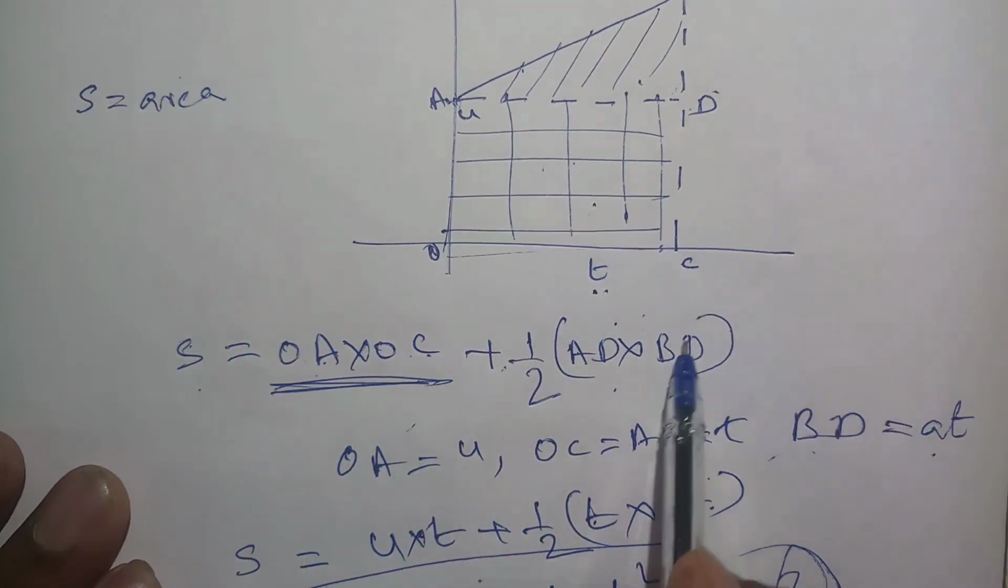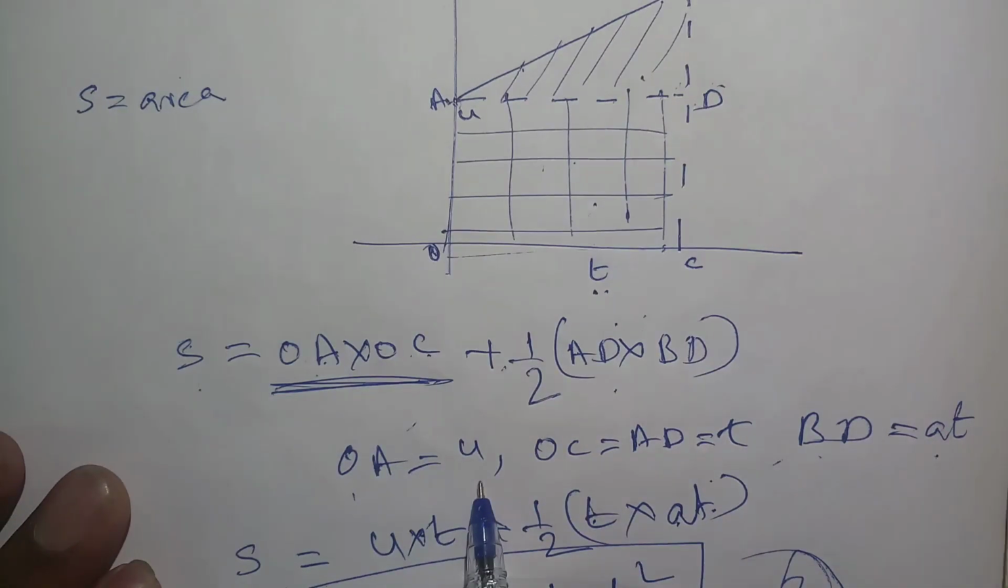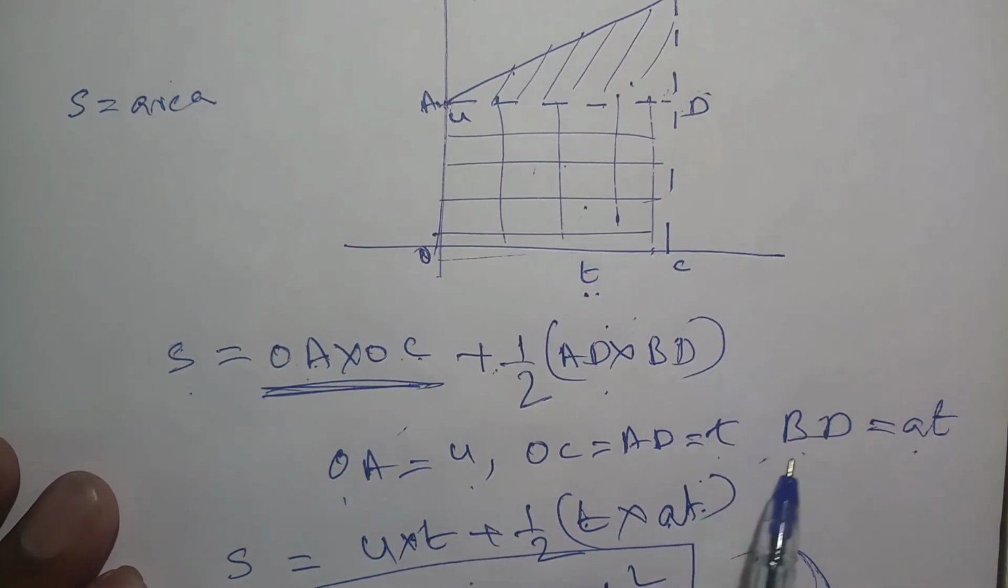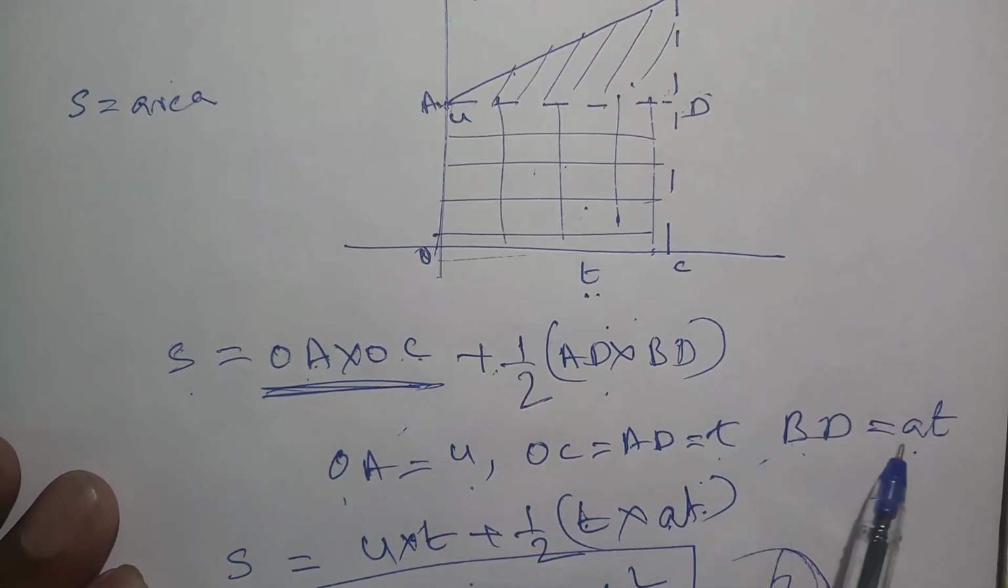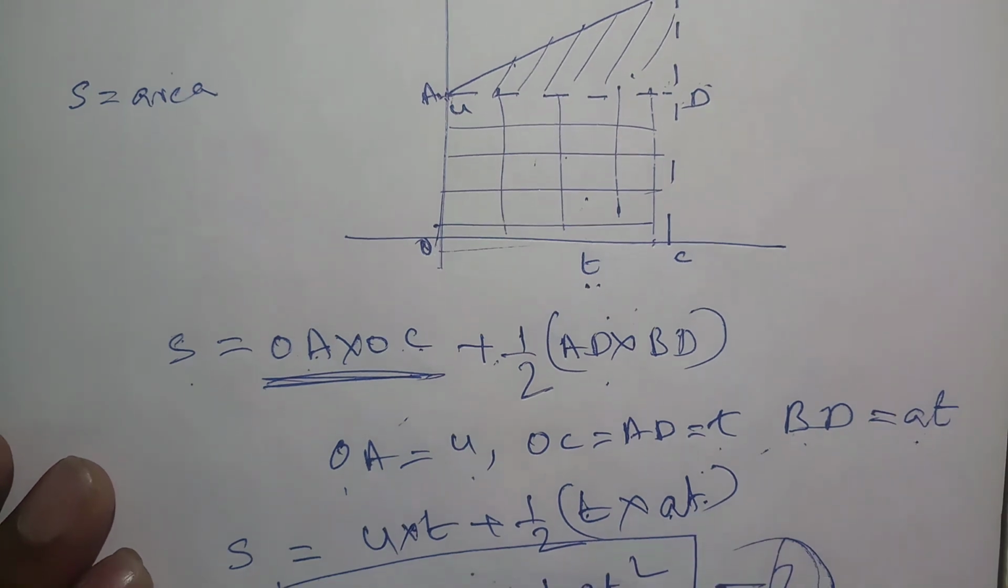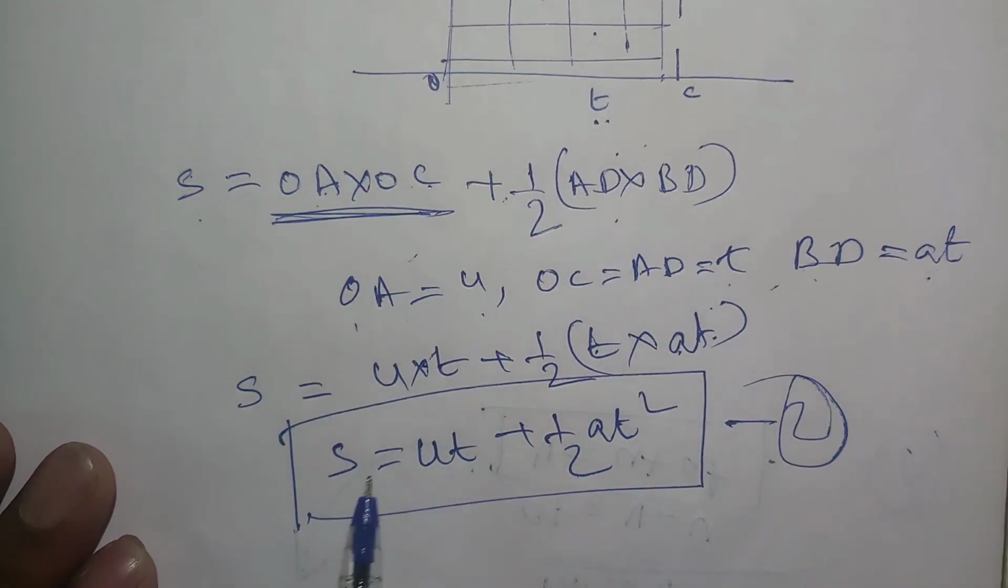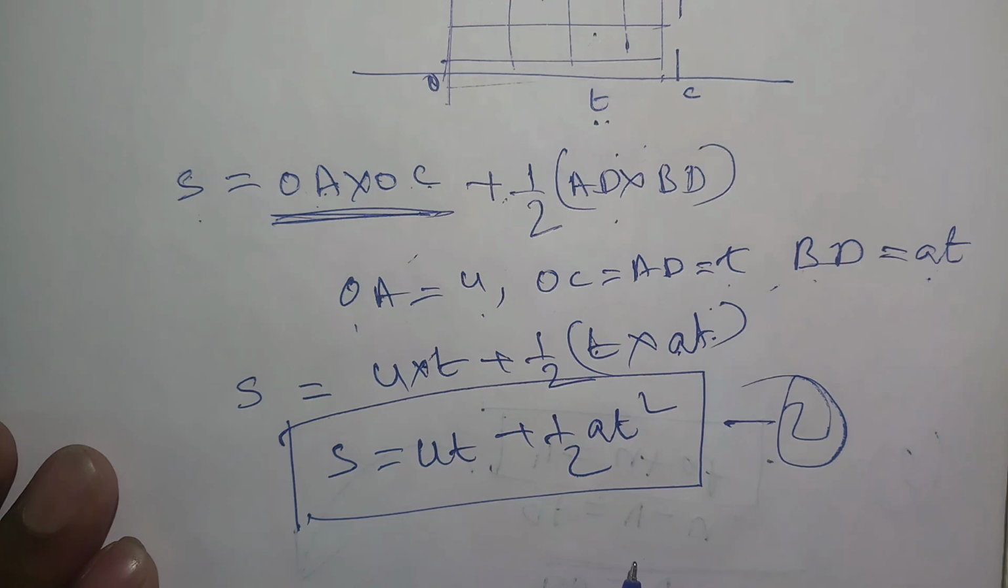Now you can substitute the values. OA is equal to U, OC is equal to T and BD is equal to AT, which we already found in the previous derivation. Just substitute the values, you will get the equation S is equal to UT plus half AT square. So we got the second equation in a very simple way. Even though it is a big equation, we got it very simply. So we completed the second equation successfully. Two equations' derivation is already over.